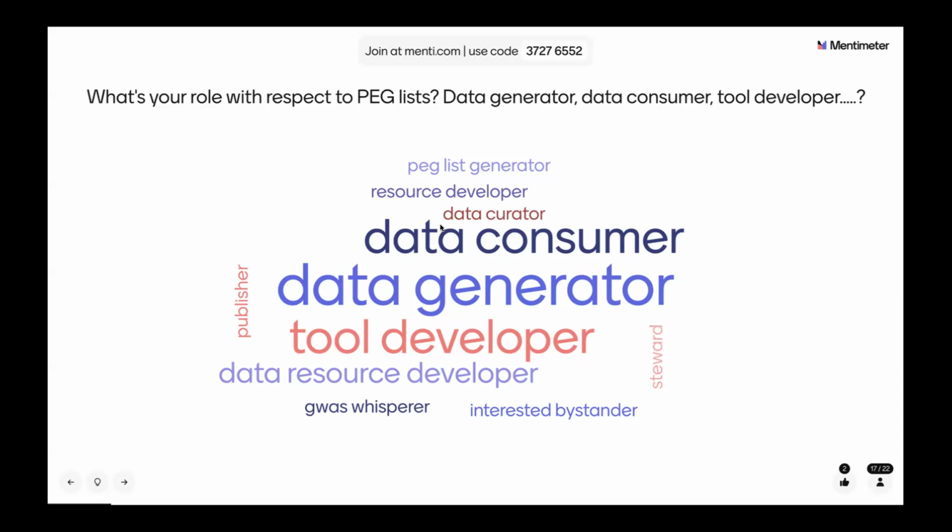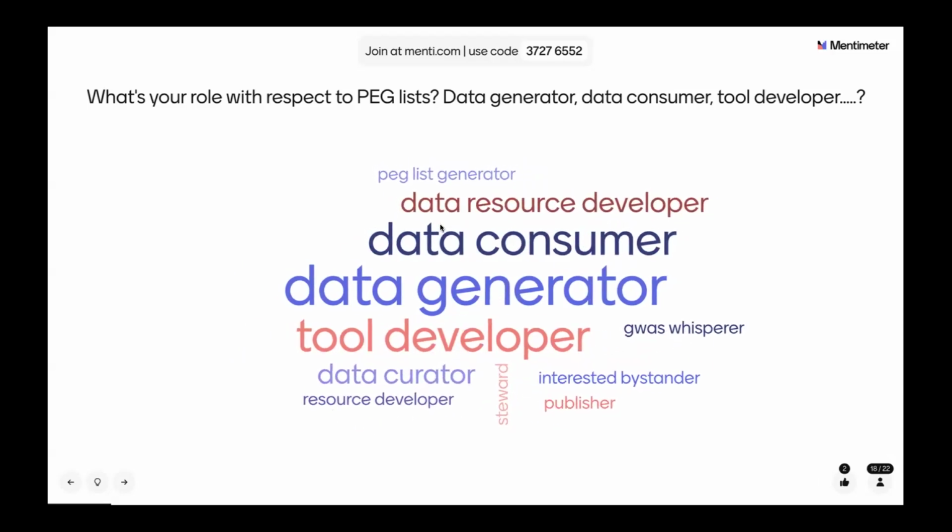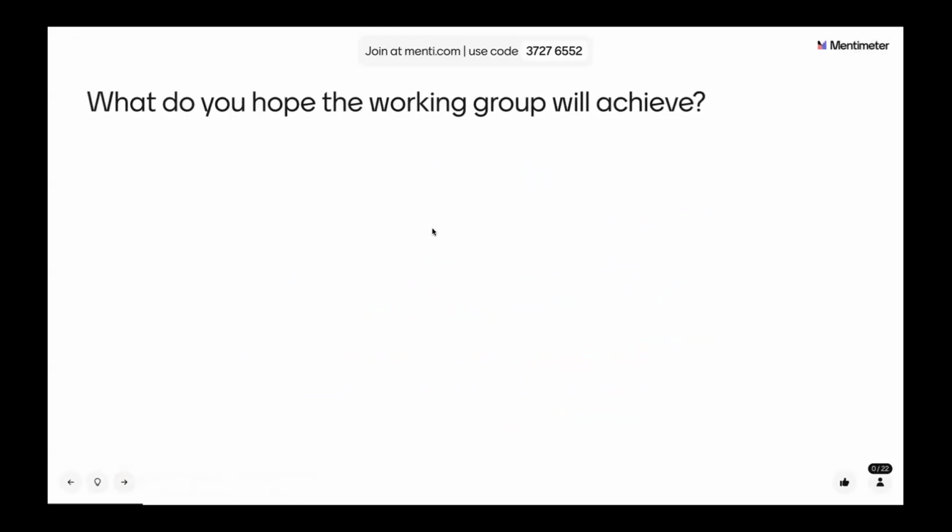Okay, so it seems like the majority of people here are data generators, which is great because we want to make sure that any standards that we develop are usable by the people who are actually creating the data. So I'm going to move on to the next slide, and the final part from me is just to ask, what's your main hope for the working group, for thinking about this meeting, but also in the longer term project?